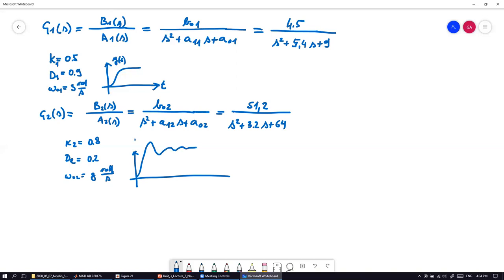So Y, and this is T. We see that both transfer functions share the same structure, but only the parameters are very different. Now imagine that this would be, for example, model one, G1, and this is model G2. This is the input and this is the output.